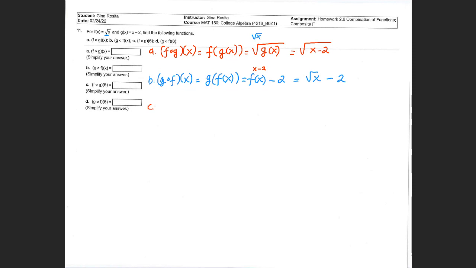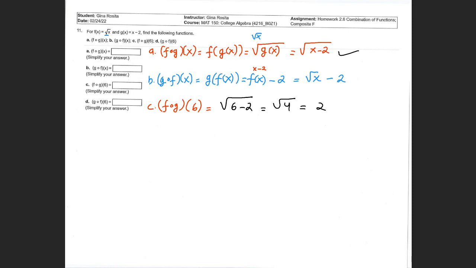C. You have to find this one, as on A. So just replace x with 6. Replace x with 6. So just square root of 6 minus 2. So the answer is square root of 4. The answer is 2.